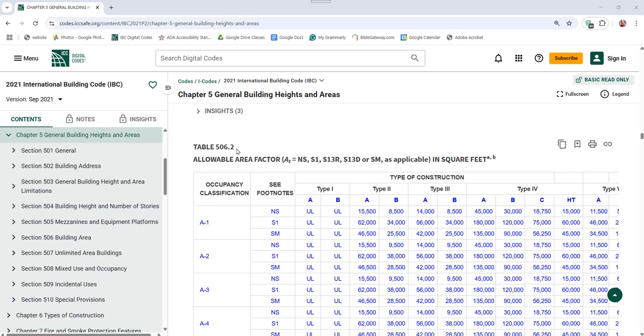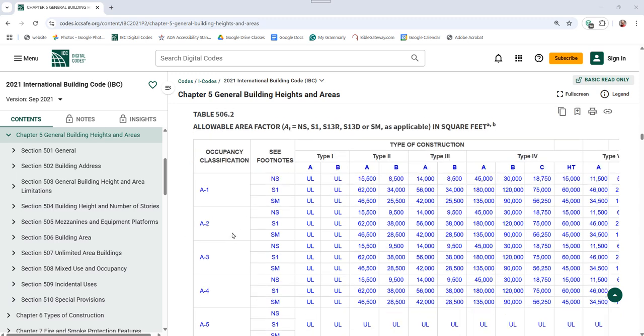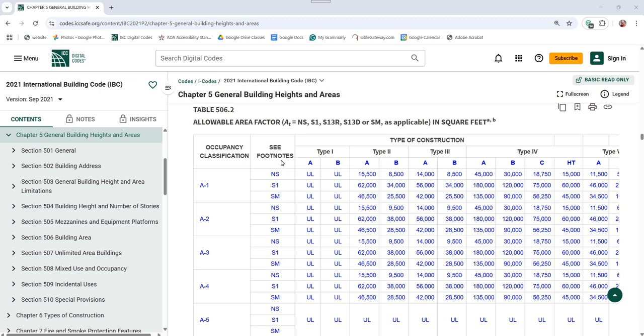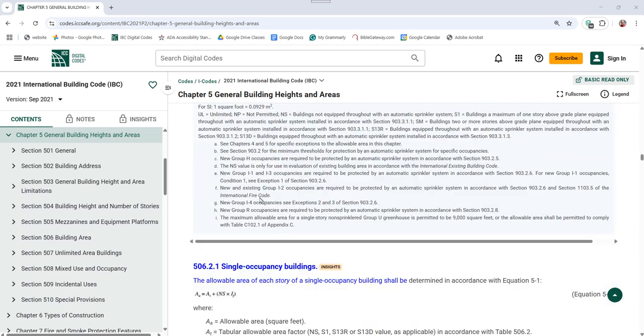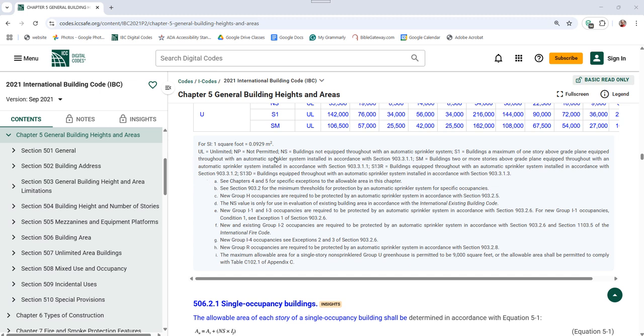All right. So here we are, table 506.2. That's the one that has that area. And we've got these designations here, NS, S1, and SM. What does this all mean here? Well, again, go down at the bottom to the legend, and it says, okay, UL is unlimited area. Okay, NP not permitted.